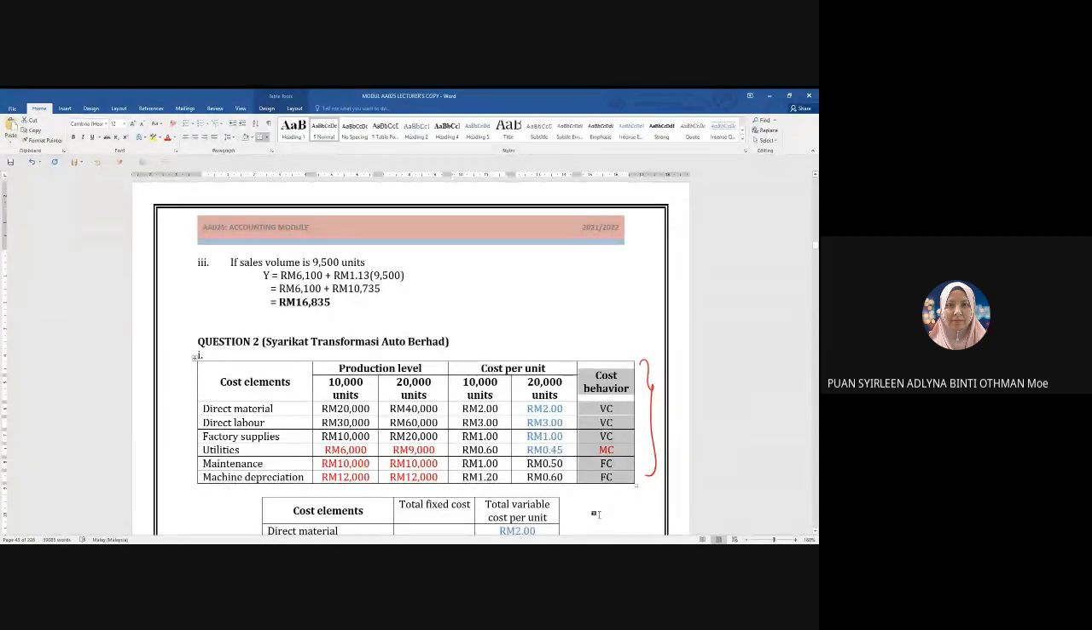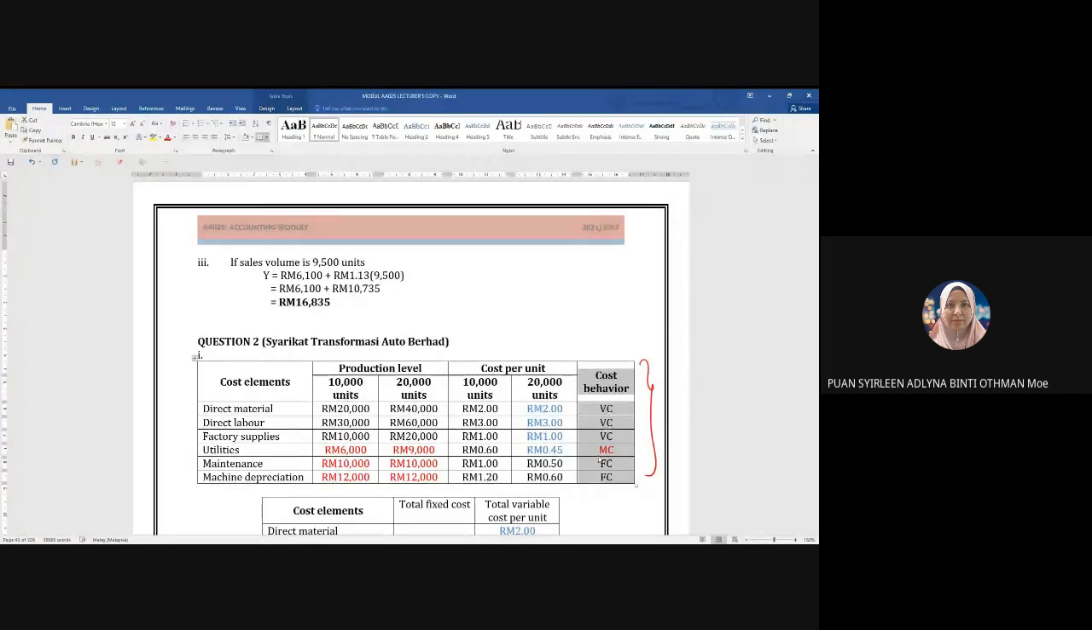Okay, so we are supposed to segregate the mixed cost. We only have one mixed cost, which is your utilities. Okay, so you need to segregate the mixed cost using the high-low method. Then it asks you to calculate the total cost for the mixed cost elements. Total cost for the mixed cost elements only, not overall. Understand? Read the question carefully.